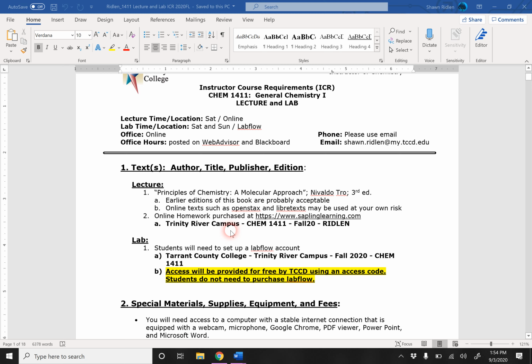So I will show you the Sapling site in just a moment. But the main thing you're looking for is the course. So you should see Trinity River Campus, Chem 1411, Fall 20, and then my name. So that is the one thing you are required to purchase for the course.